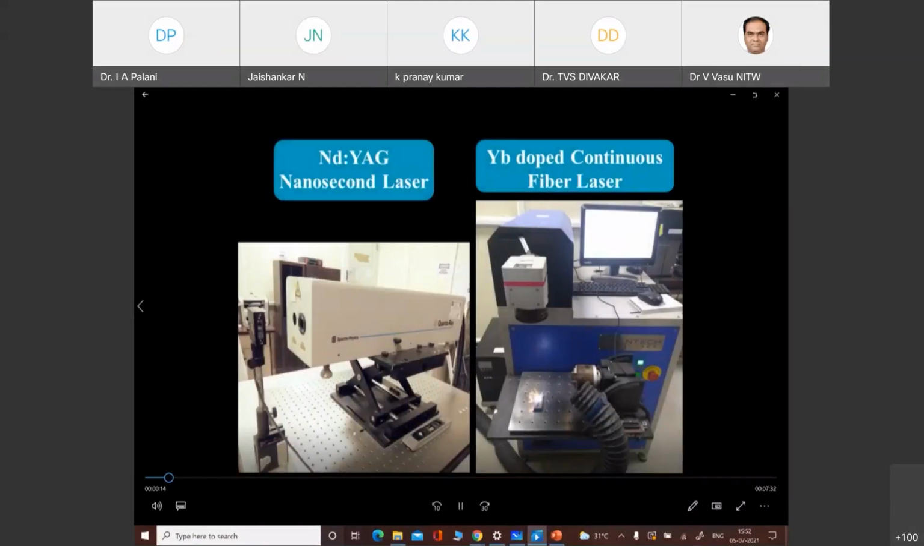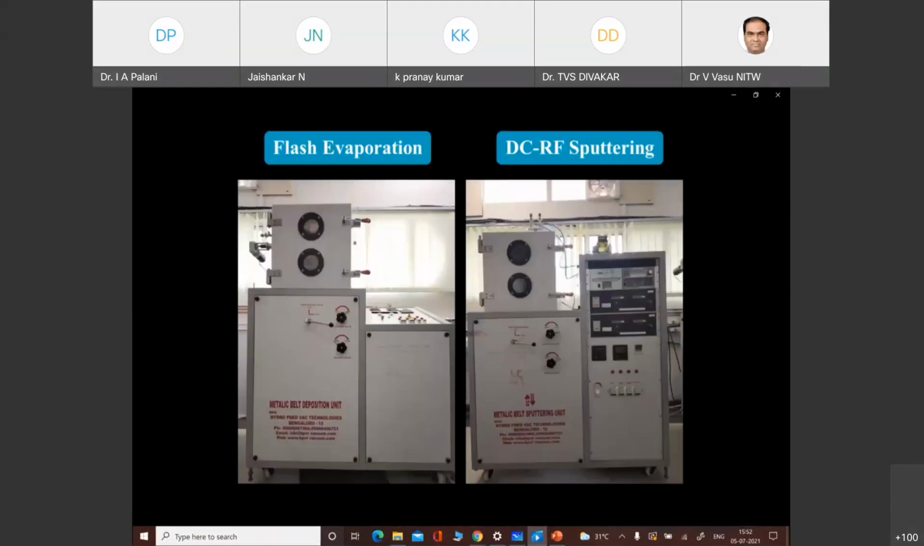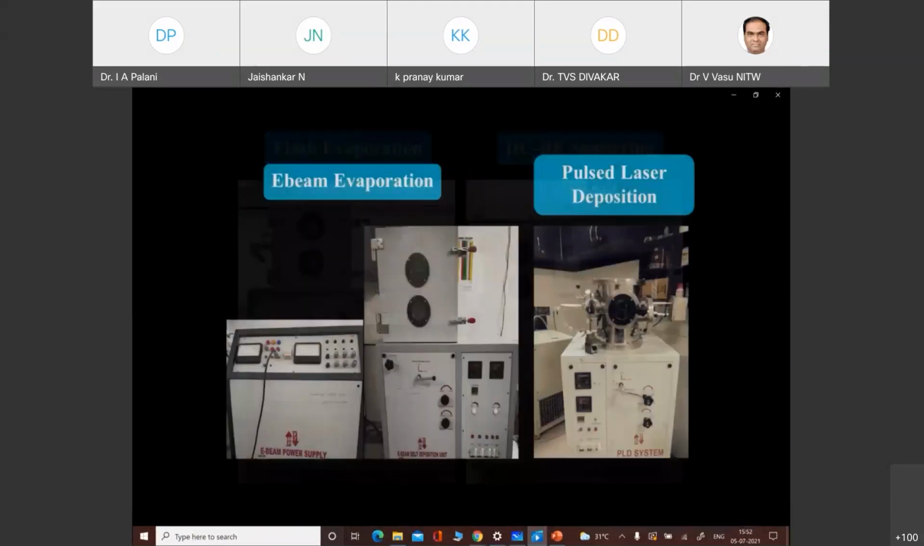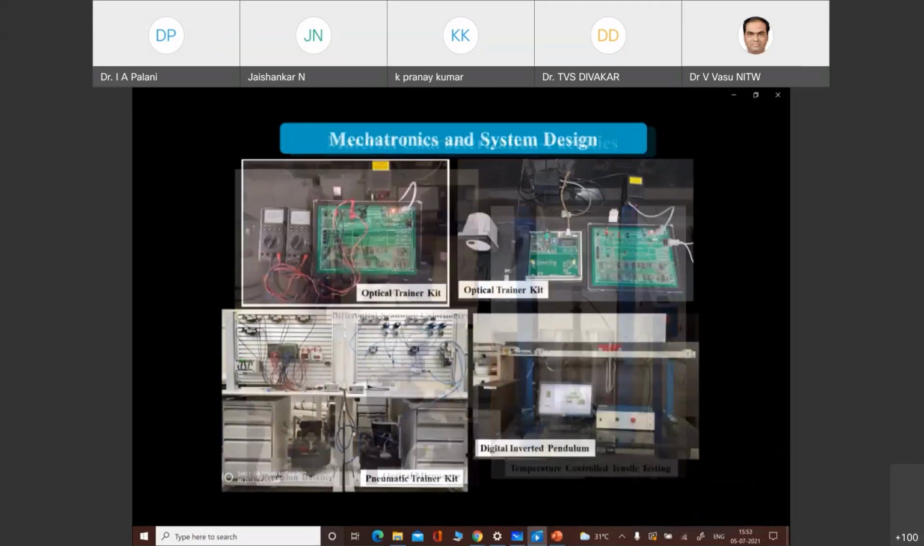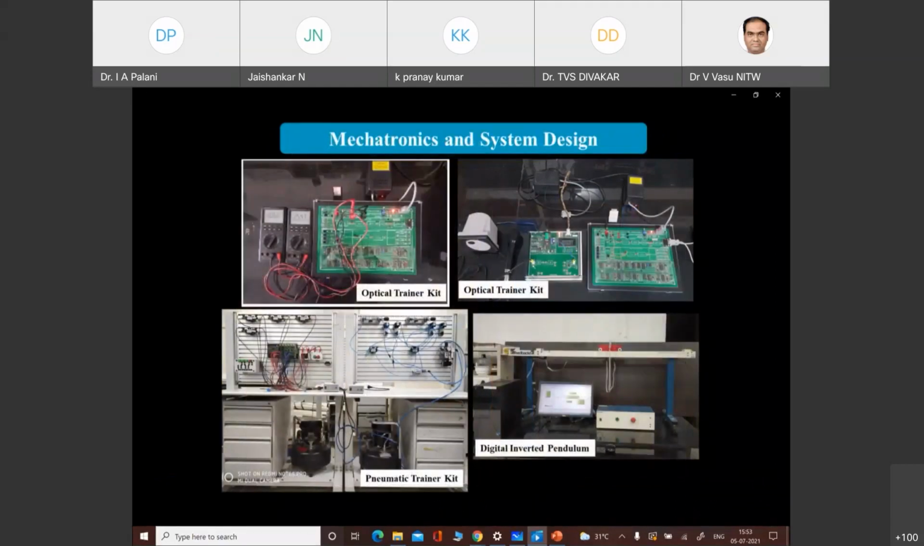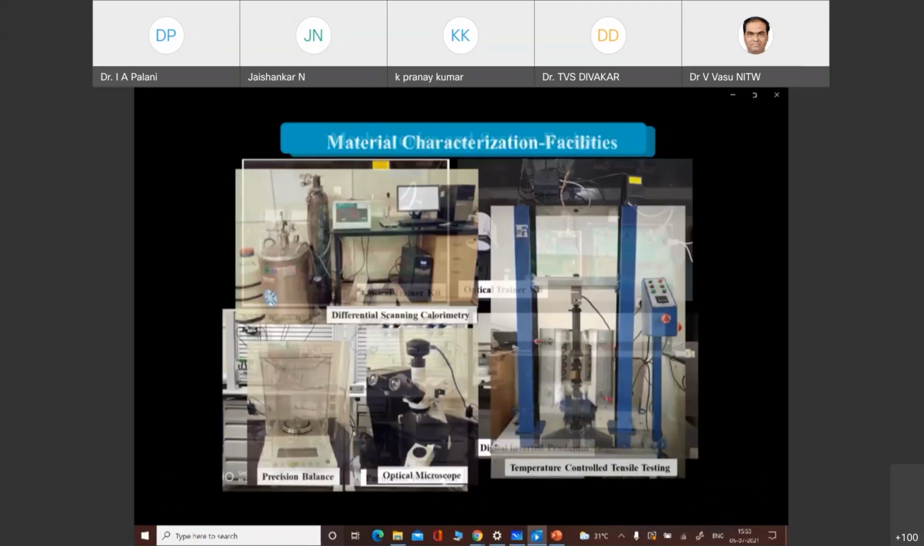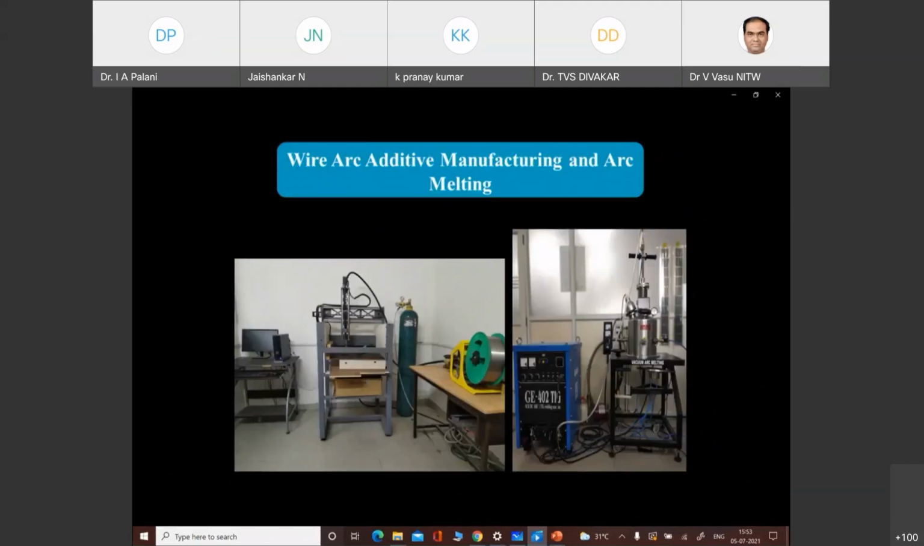Audio will do. These are some of the facilities which we have. We work on thin film and deposition. We have an E-beam evaporator, then we have a flash evaporation. Apart from that, we have some material characterization facilities available within my purview. We also work on mechatronics training. We have a control system unit as well as a strong pneumatic platform.